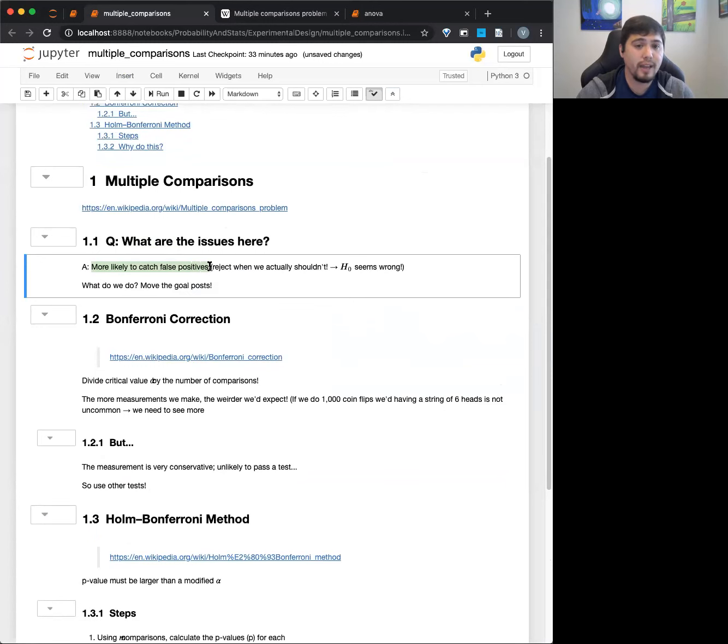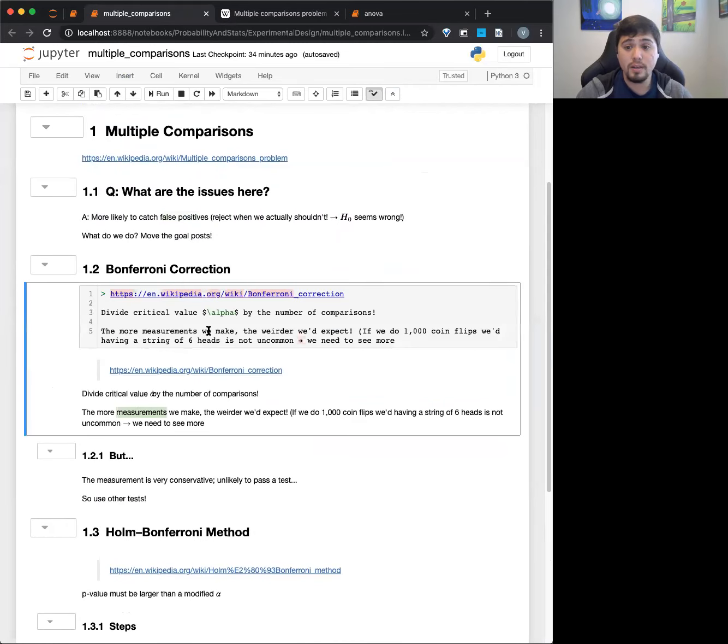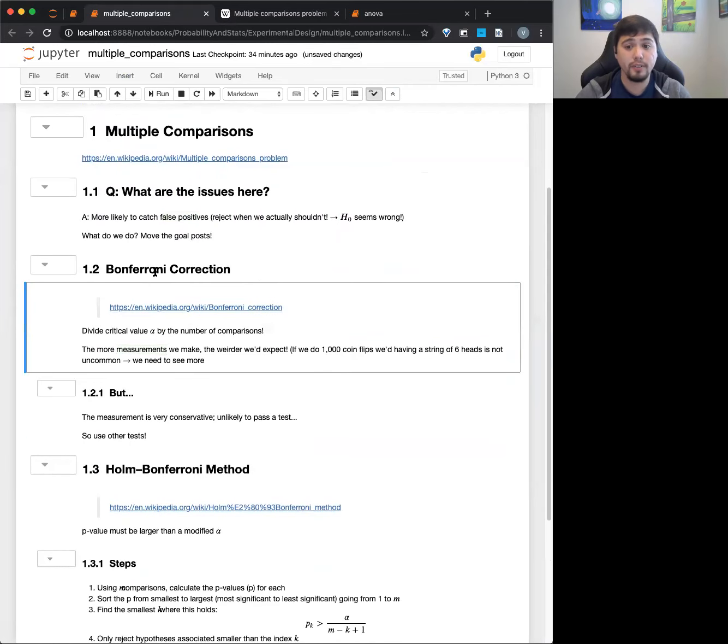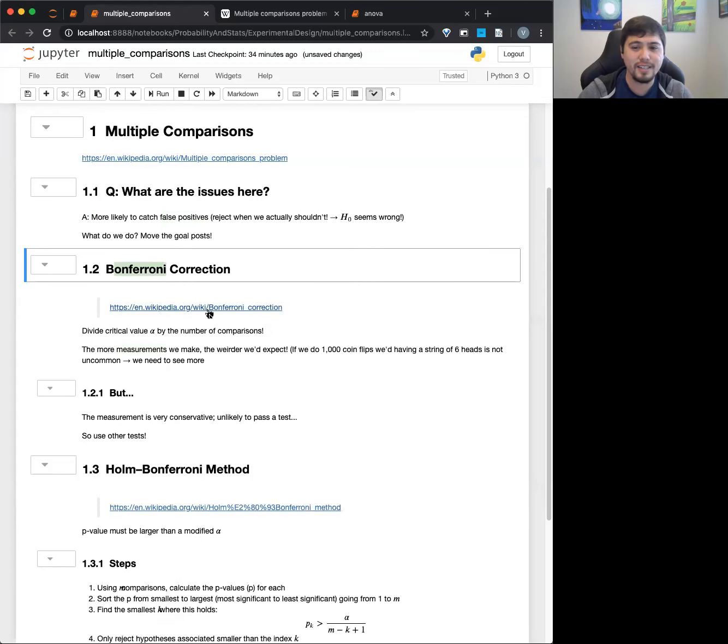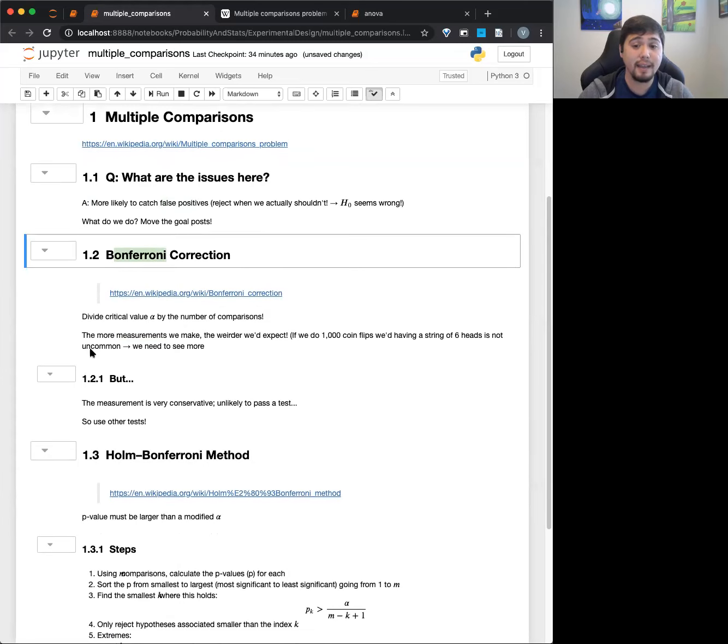So what can we do? Well, there's a few things we can do. One option is the Bonferroni correction. I can never pronounce this right. Again, Wikipedia is great at talking about this, but basically it's saying, hey, we have a bunch of issues with alpha.